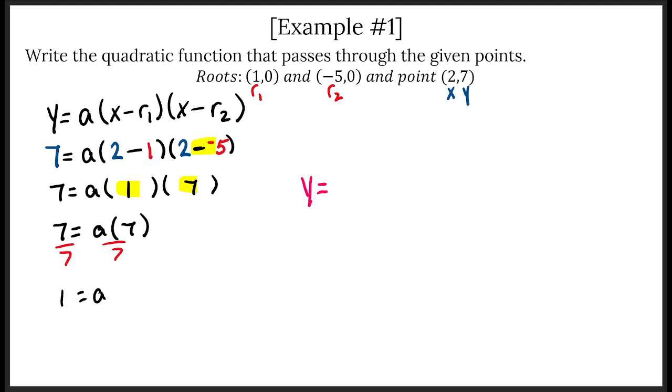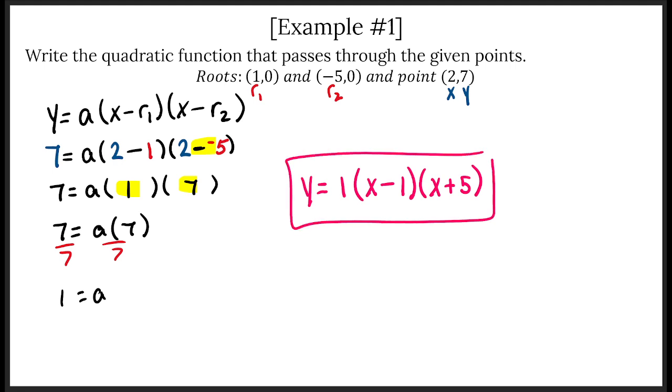Y equals a, which is 1 in this case because we solved it. X minus r1, which was 1. X minus r2, which was -5. And instead of putting x minus -5, let's go ahead and swap it at this point and say minus -5 is really +5. That looks much nicer that way. There is our final function that passes through that given information.